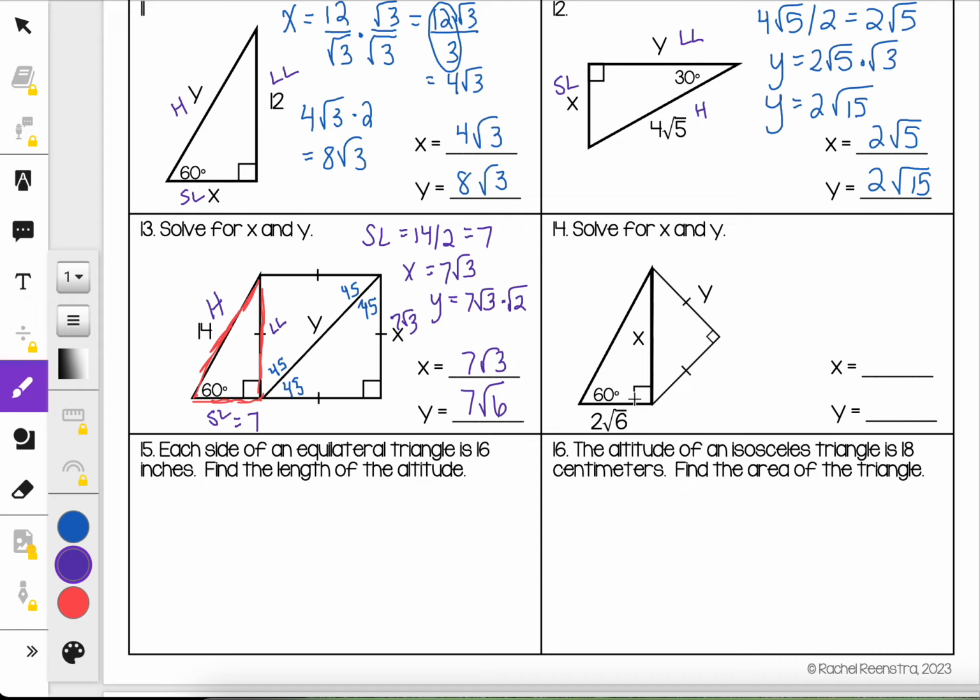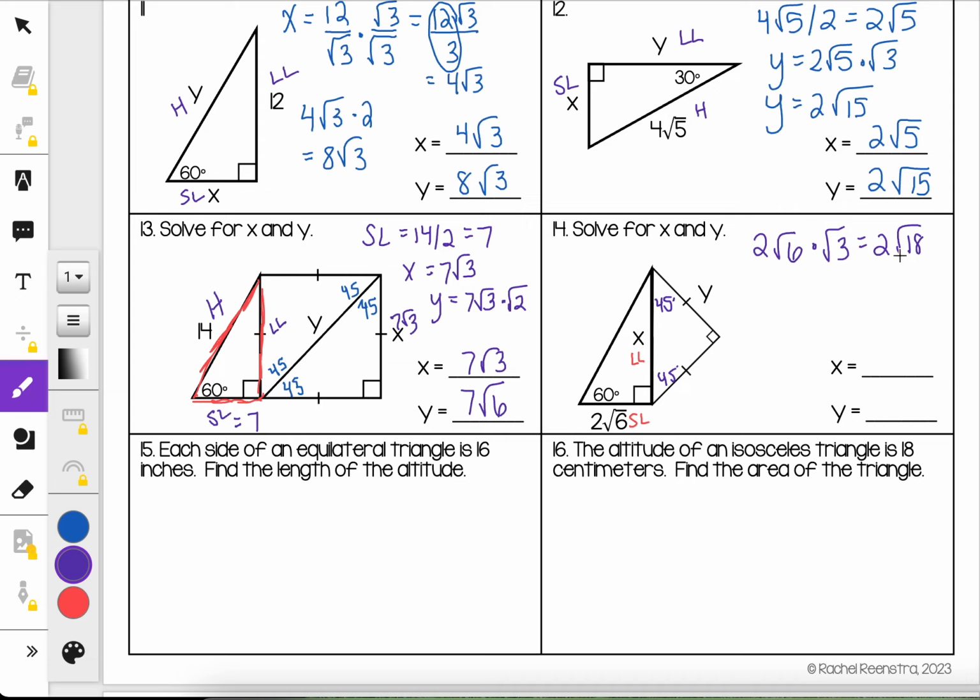Okay, number 14 is similar. Here we have a 30, 60, 90 triangle. We have a 45, 45, 90. All right, here we are starting with our short leg in our 30, 60, 90. So we have our short leg, we're looking for the long leg. So my short leg times, to get to my long leg, I'm gonna multiply that by the square root of 3. So I'm gonna get 2 times the square root of 18.